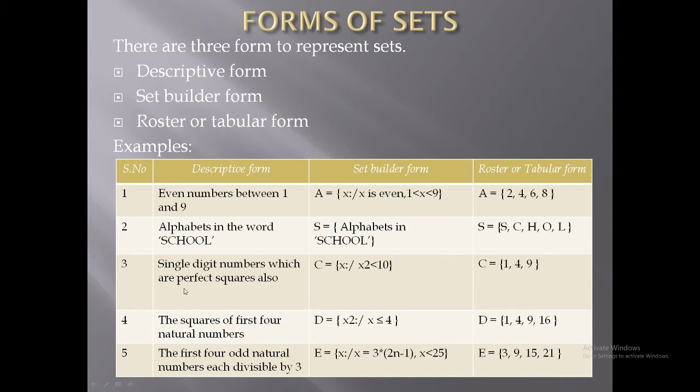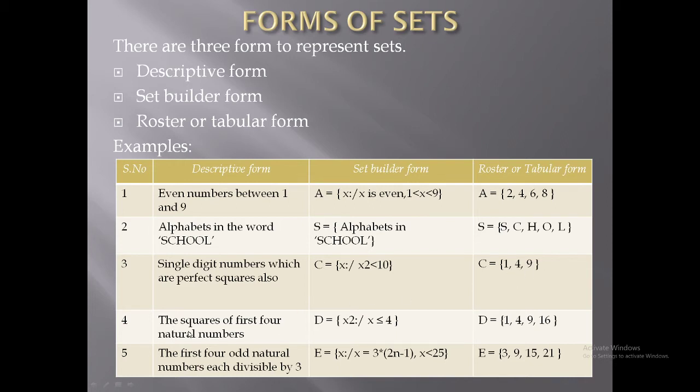Single digit numbers which are perfect squares also. Name it as C, and we are writing it in set builder form: set of all x such that x square is less than 10. That is C equal to 1, 4, 9. The set contains 1, 4 and 9.